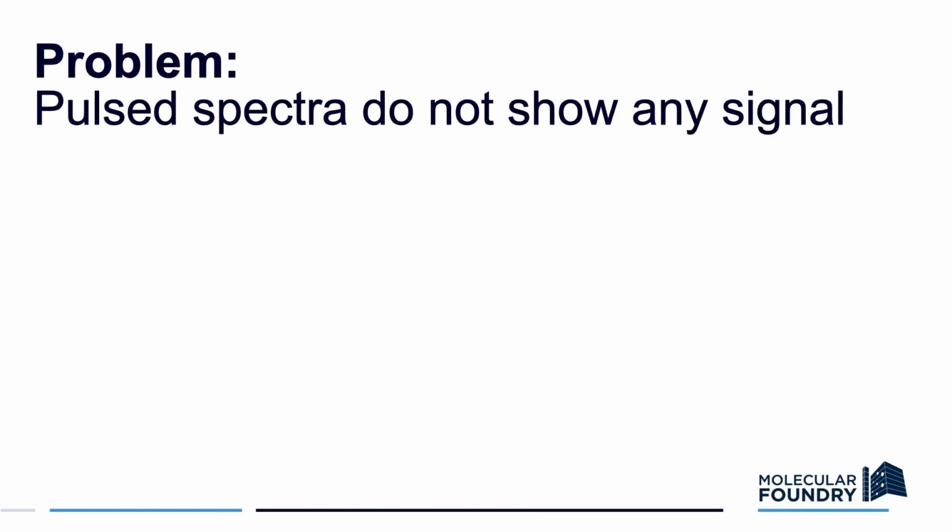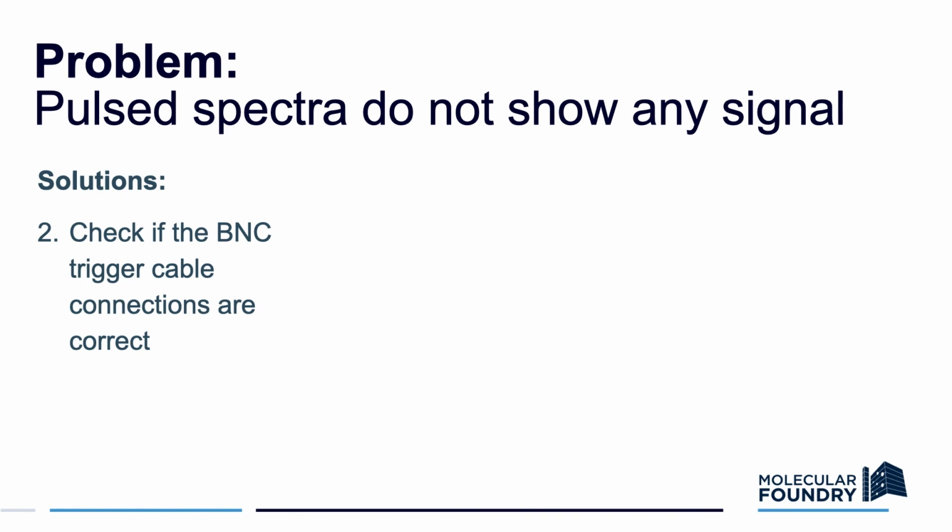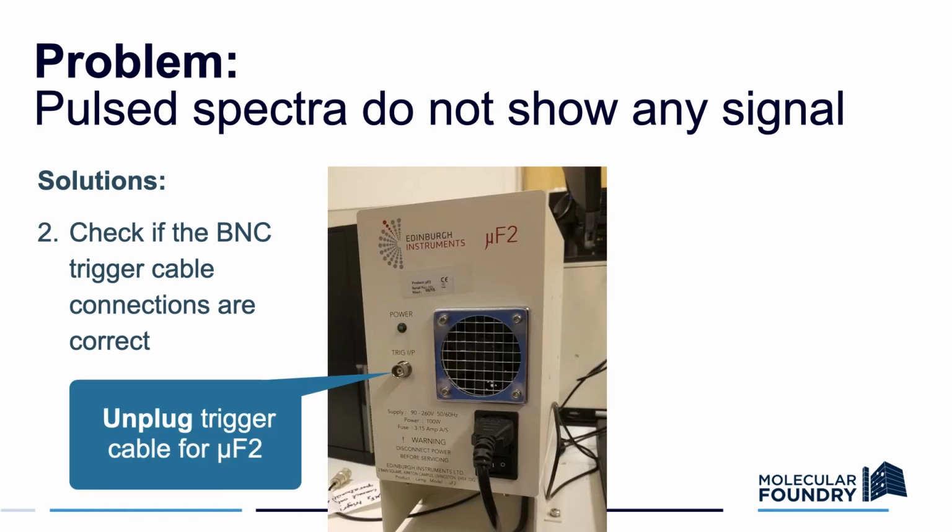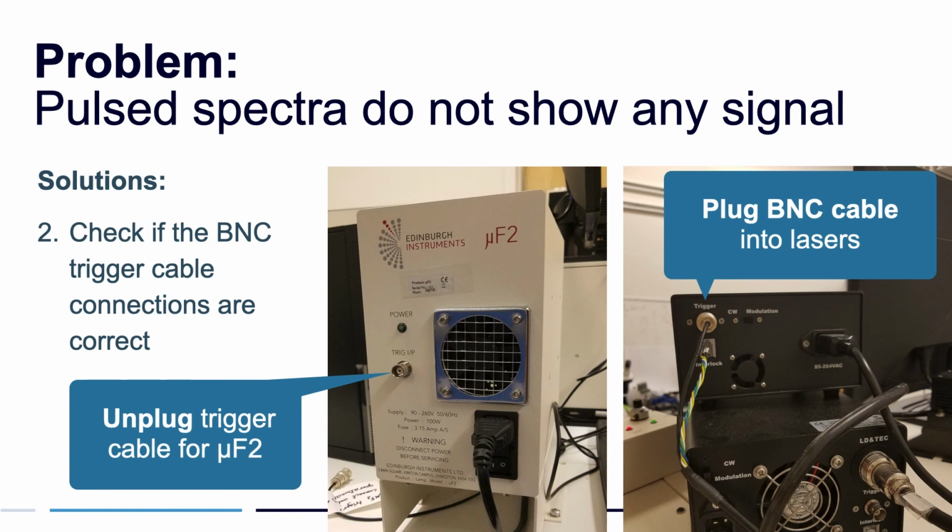Another problem is that the pulse spectra do not show any signal, even though the continuous wave spectra do. So here you want to make sure that the BNC trigger cable connections are correct. Remember, you want to unplug the microsecond flash lamp BNC cable if you're using the laser, and you do want to plug in a different BNC cable for triggering the lasers. Importantly, you're not going to snake the microsecond flash lamp triggering cable and put it onto the lasers. There's two separate cables and they should be labeled.